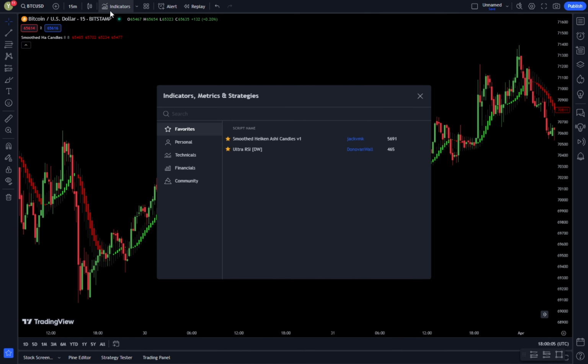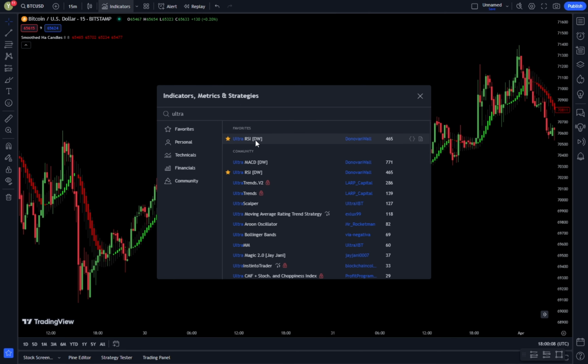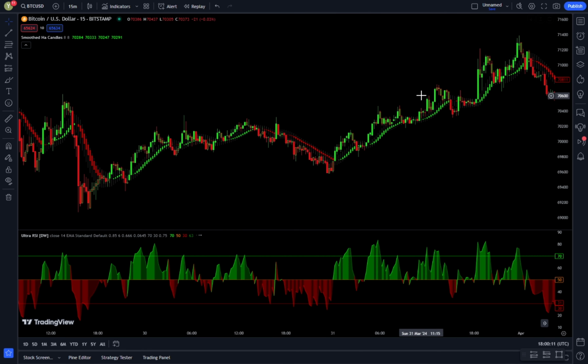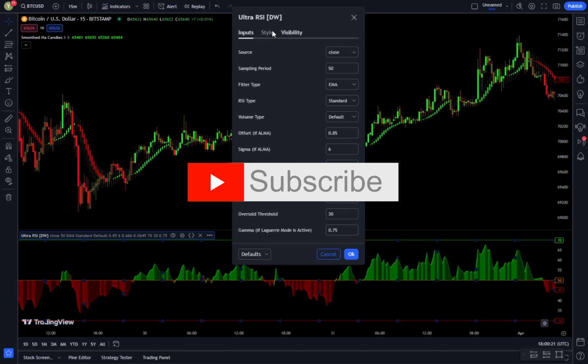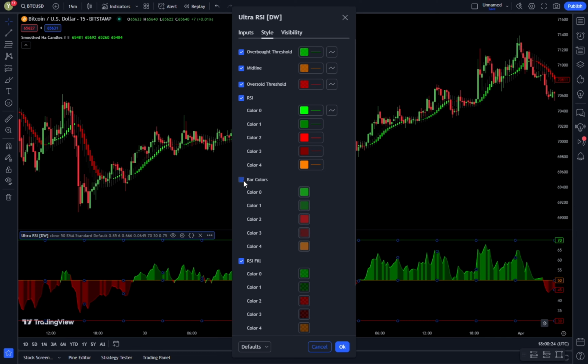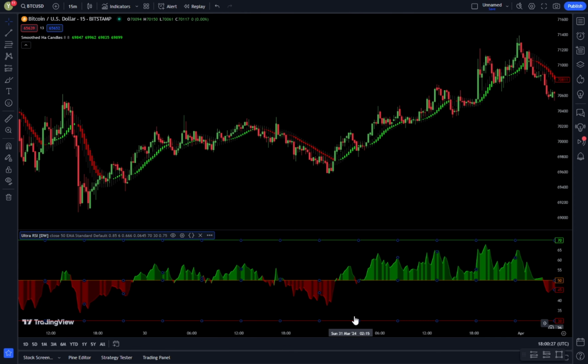Now, let's add the second indicator, Ultra RSI by Donovan Wall. Set the sampling period to 50 in the Input tab, and in the Style tab, remove the checkmark from bar colors. This indicator will act as our market filter.